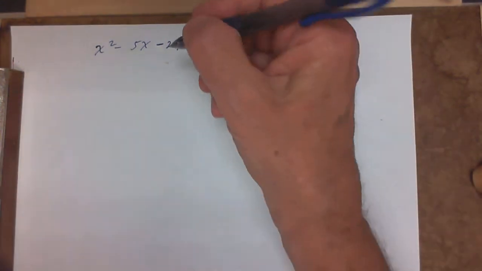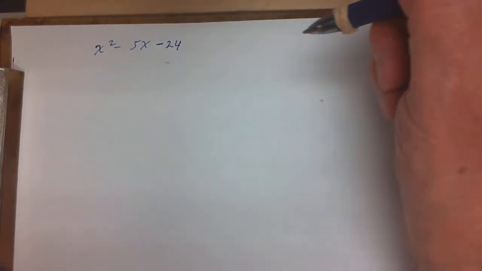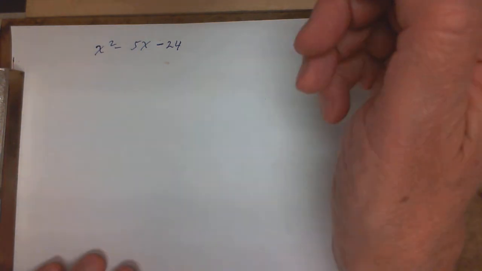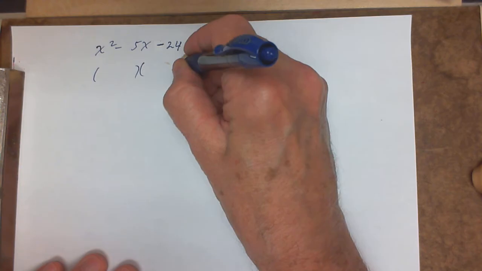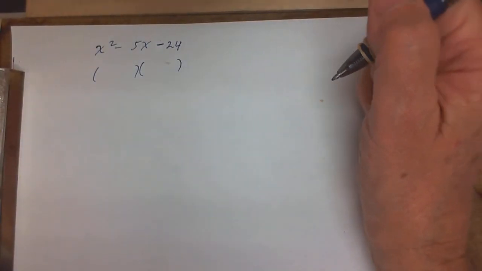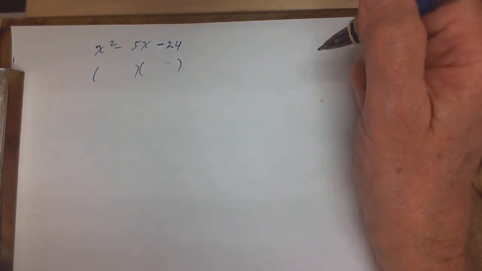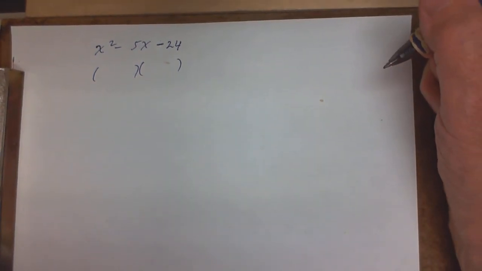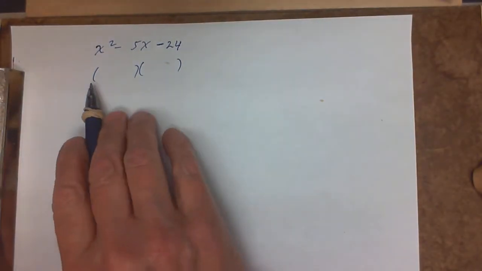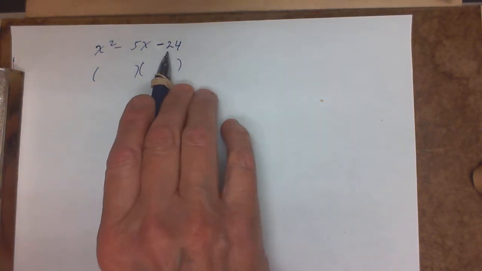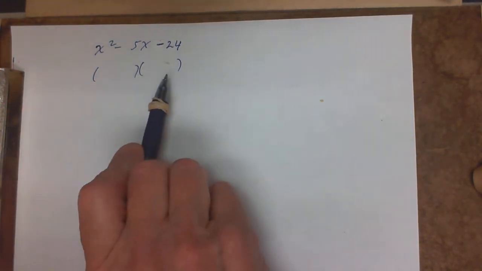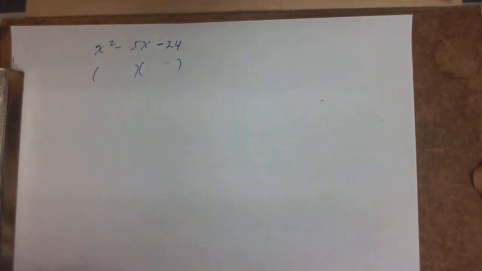So if this is going to be a trinomial that you can factor, it's going to be in such a way that you have two binomials, each in its own parentheses, such that when you multiply this times this, you get an x squared. When you multiply this times this, you'll get a negative 24. And when you do the outside and inside, you'll get a minus 5x.